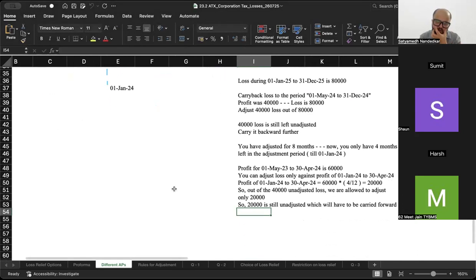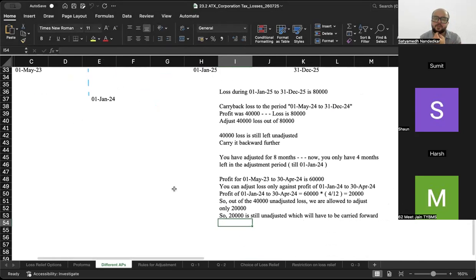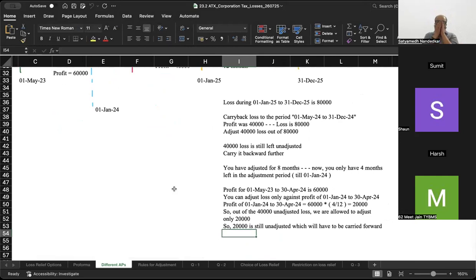ठीक है. I'll scroll down, एक बार देख लो पूरा. ठीक है.